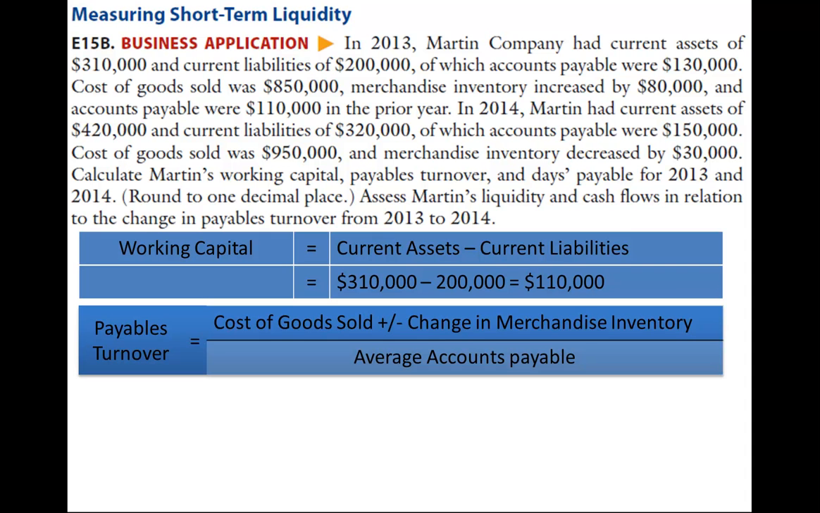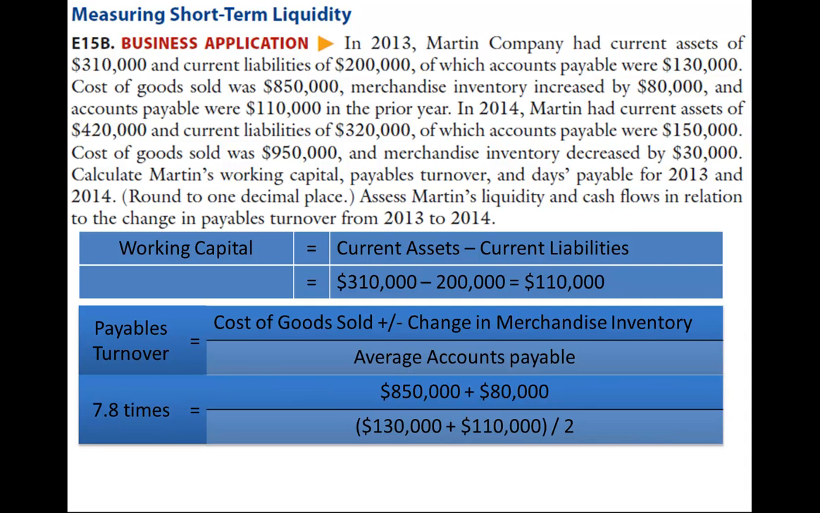Next, we're going to look at payables turnover. Payables turnover is calculated by taking our cost of goods sold plus or minus the change in our merchandise inventory, divided by our average accounts payable. So payables turnover is basically going to tell us how many times we turn our payables over. How often are our payables paid? How often do we pay what we owe?